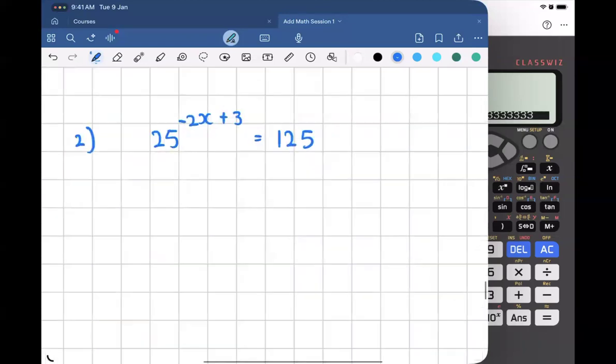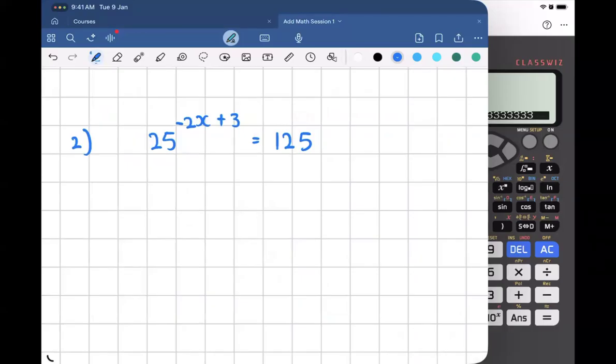Okay, let's do the question. So I could write 25 as 5 squared. I would put that in brackets to the power minus 2x plus 3, and that would be equal to 125. Now 125 is 5 to the power 3. I'll apply the laws of indices. So it's a power raised to a power, so you multiply. 2 by minus 2x is minus 4x, 2 by plus 3 is plus 6, and that would be equal to 5 to the power 3.